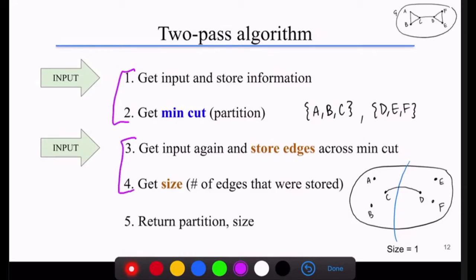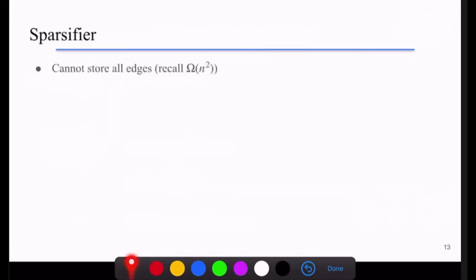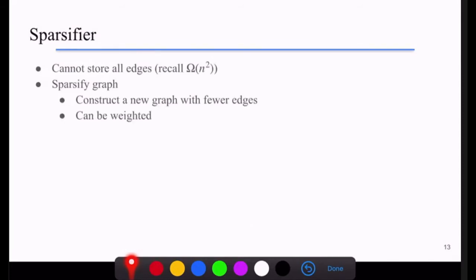So what we want to focus on then is how exactly we're going to get this min cut partition in the first step. Remember, though, that we cannot store all of the edges and then find the min cut partition that way, because that will take at least n squared edges. So what we want to do is sparsify the graph. And all that means is we're going to construct a new graph from the stream, but with fewer edges. And note that the edges in this sparsified graph can be weighted, because if we're not storing some edges, we might want to increase the weights of some other edges so that the properties of this new graph are similar to the properties of the original graph.